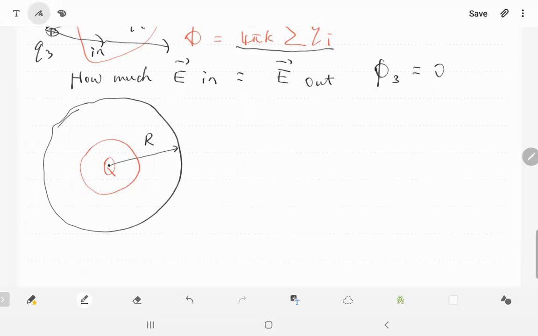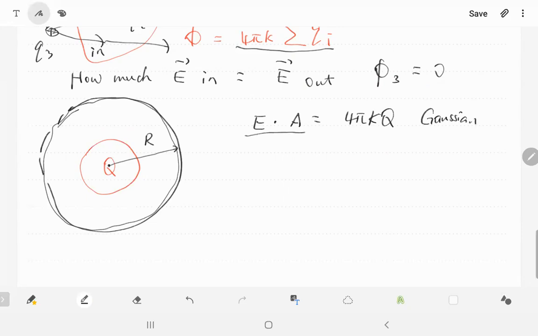Then the electric field on this surface, this black surface, times the total surface area is equal to 4πkQ. Okay, this is from Gauss's law. The electric field times the total surface area of a closed surface is equal to 4πkQ. That's Gauss's law. And we know the surface area of a sketched sphere is 4πr².